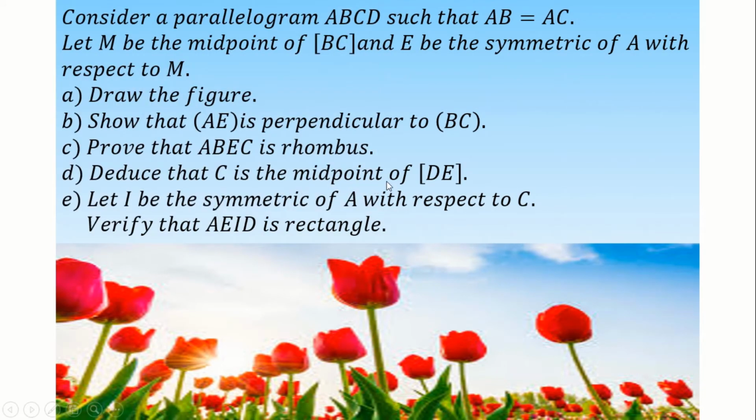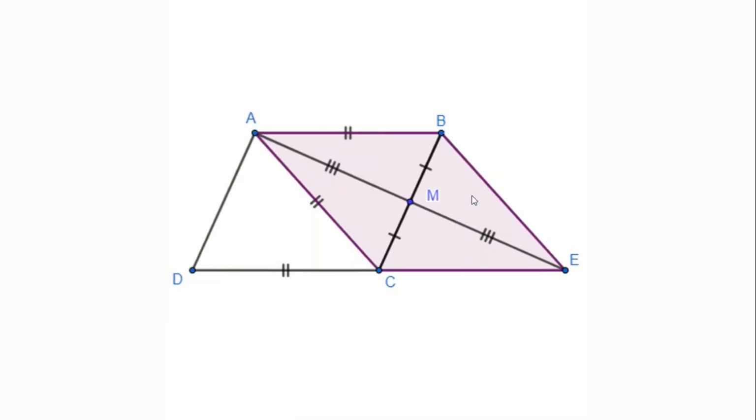Now deduce that C is the midpoint of DE. How to prove it? If you note something, we have just proved a rhombus. Can't we say that CE and AB are equal to each other as sides of the rhombus? But also we have AB is equal to CD as opposite sides of the parallelogram. Well, now we can conclude that DC is equal to CE. But can we say in this case that C is the midpoint of the segment DE? Surely not. Why? Note that we have AB equal to AC. Does it mean that A is the midpoint of BC? No, here M is the midpoint of BC.